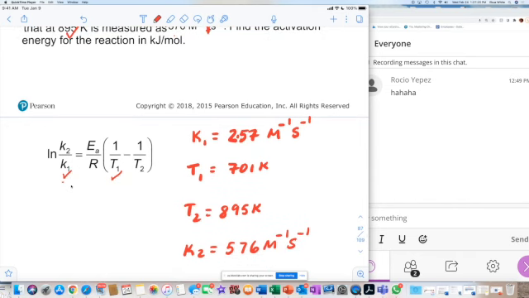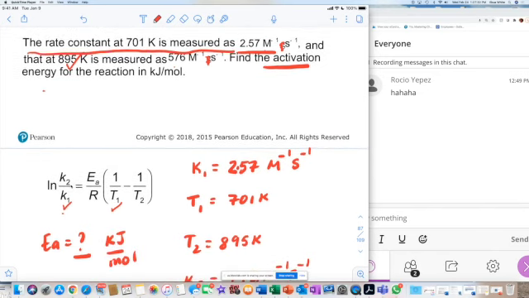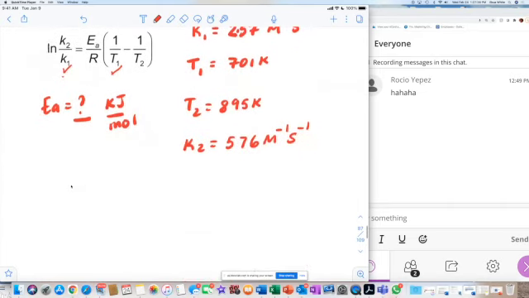Find the activation energy. So solve for Ea. Okay, that's the activation energy. In specific units, make sure they're in kilojoules per mole. Okay, we can do that. Is that it? That's it.